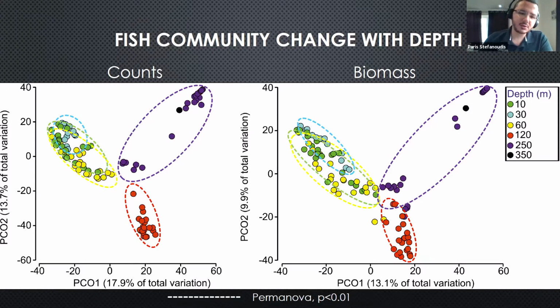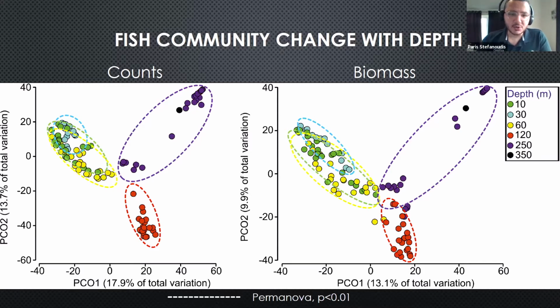And as you can see, there are distinct groupings across depth. You have distinct clusters at 10, 30, 60, 120, and then 250 and 350 are grouped together. That has been the case even when we used fish counts, that is the numbers of fish that we saw at every transect survey, but also when we used biomass, another very important piece of information when you collect fish surveys: how big those individuals actually are. Those patterns of distinct communities at depth persisted independent of which metric we used.